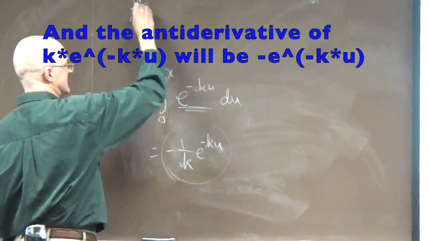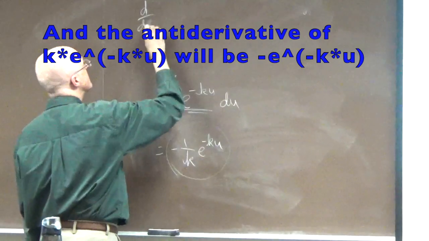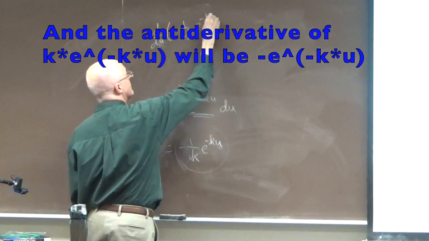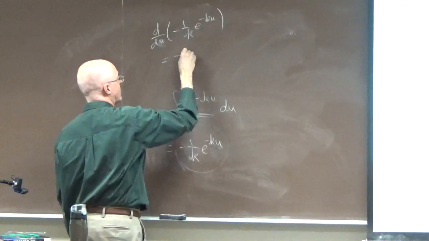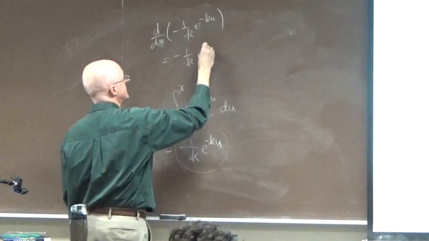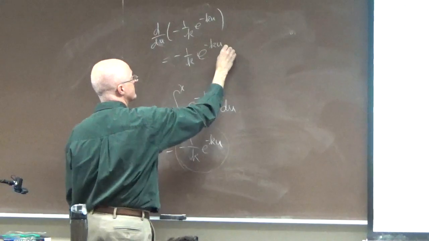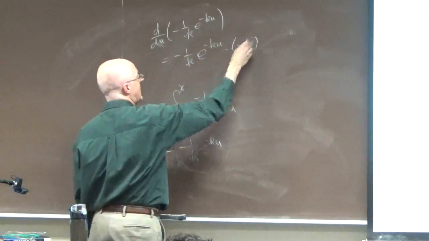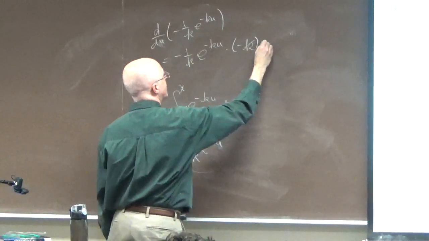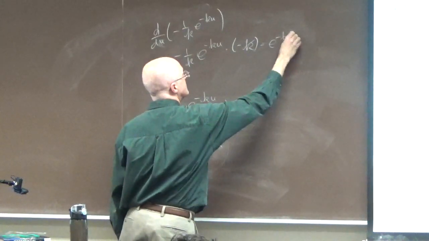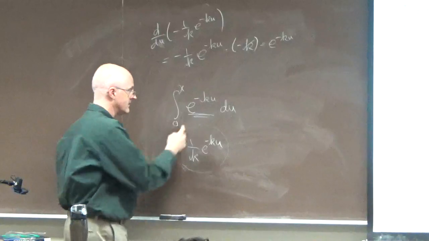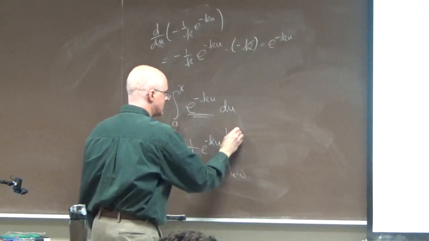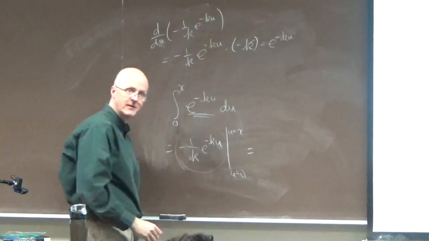Derivative with respect to x, or with respect to u, of negative 1 over k, e to the negative ku, is negative 1 over k, that comes along to the right by linearity, e to the negative ku, and then by the chain rule times an extra factor of negative k. And then the k's cancel, the negative signs cancel, this simplifies to e to the negative ku. There's an antiderivative of the integrand. Evaluated u going from 0 to x. I'm using the fundamental theorem of calculus now.